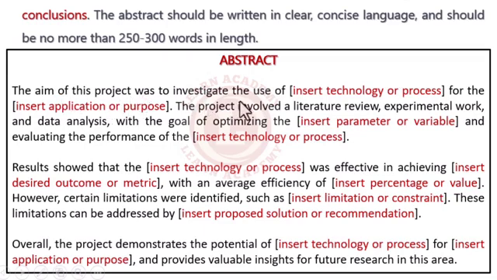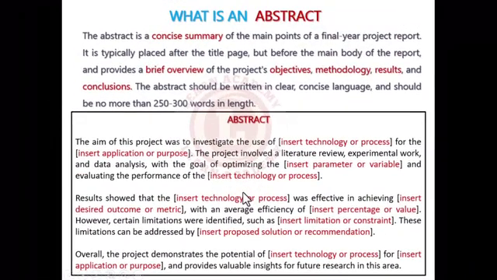The aim of this project was to investigate the use of, then you insert the application or the purpose. The project involved a literature review, experimental work, and data analysis with the goal of optimizing the temperature, or optimizing the yield, or any other parameter you might be considering. So this is how the abstract is laid out. You make it clear, concise, and of course it should be within 250 to 300 words in length.